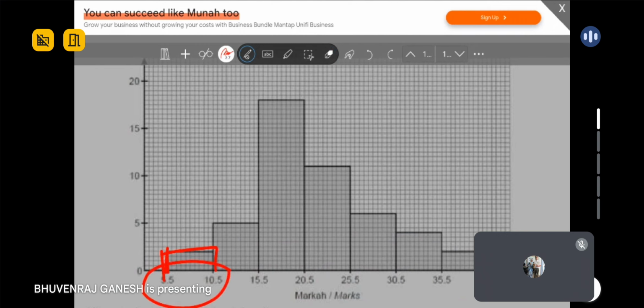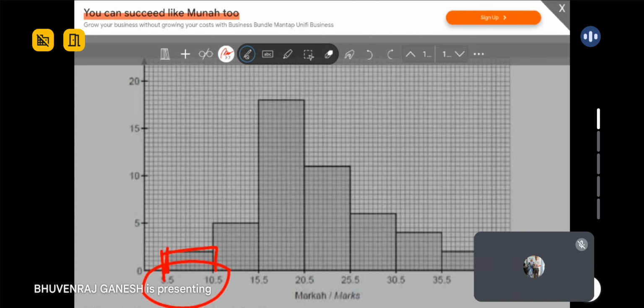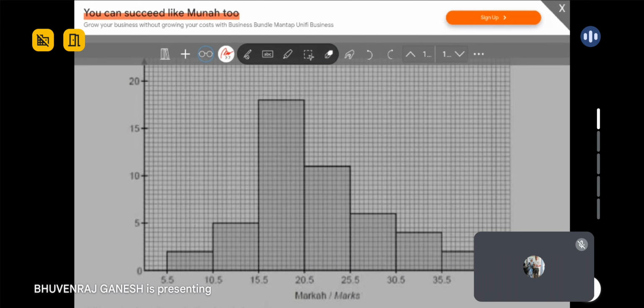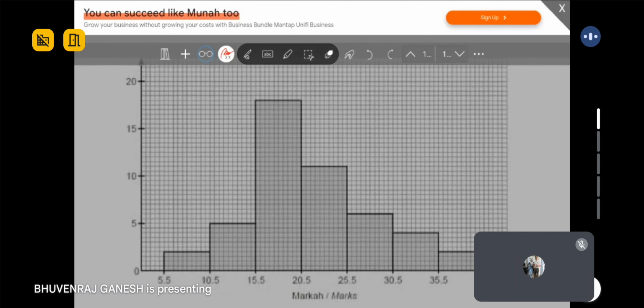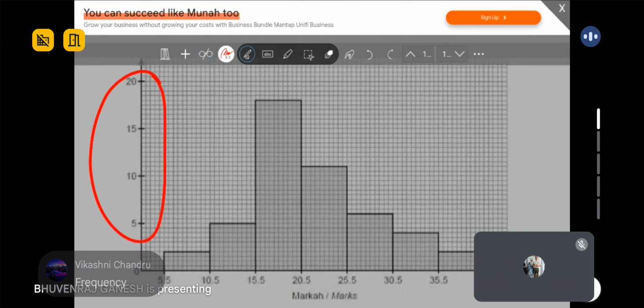So guys, my lower boundary is 5.5. Upper boundary is 10.5. Something like that. Okay, kalau saya fokus yang ni, sempadan bawah 10.5, sempadan atas 15.5. So guys, y-axis, paksi y for histogram. Apa label yang kita bagi for the y-axis of a histogram? May I know? Yes. Okay, so all these values actually represent the frequency, kekerapan.